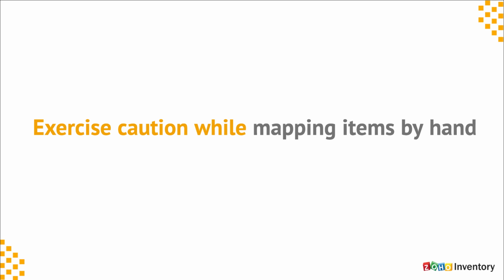If you have different SKUs on Shopify and Zoho Inventory for the same item, then be careful with your manual item mapping and make sure to map the correct items. That said, if you map a Shopify item with the wrong item by mistake, don't worry. You can unlink them and relink the Shopify item to the right item inside of Zoho Inventory.